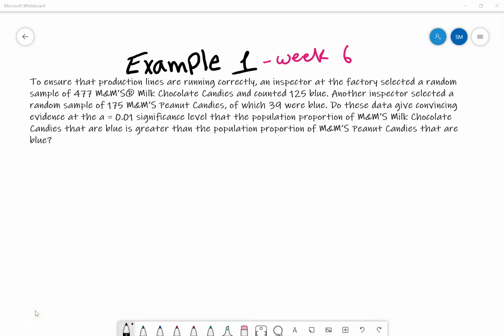Hey guys, example 1, week 6. This is testing a claim about a difference of two proportions. So let's go ahead and get started.